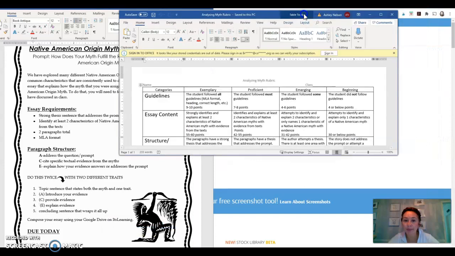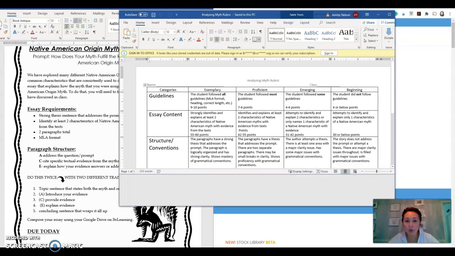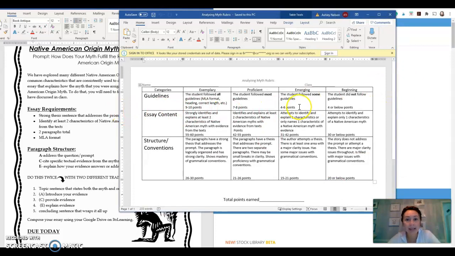I'm going to give you a little example in just a moment after we look at this rubric that I'm about to pull over for you. This is the rubric that you'll be graded on. There are only 3 categories. Following the guidelines, that's the MLA stuff, so you have to make sure that you do that properly. Your essay content, meaning that you identify 2 characteristics of a myth from your chart, give evidence to prove that it does have those elements, and then discuss those elements and how that makes this a Native American myth. And then you'll have about 30 points for having a strong thesis, a logically organized paragraph, proper mastery of grammar, and proper English.